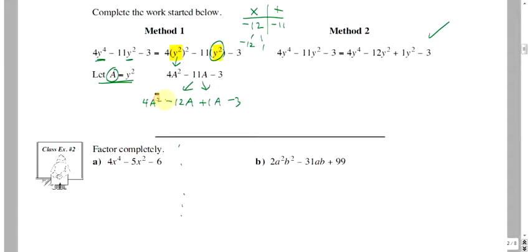So I'm going to split this up, minus 11a into minus 12a plus 1a, still have minus 3, still have 4a squared. Wait, where'd your a squared go? What a squared? Oh, your 4. Right here. Yeah, still there. You wrote it a little weird.